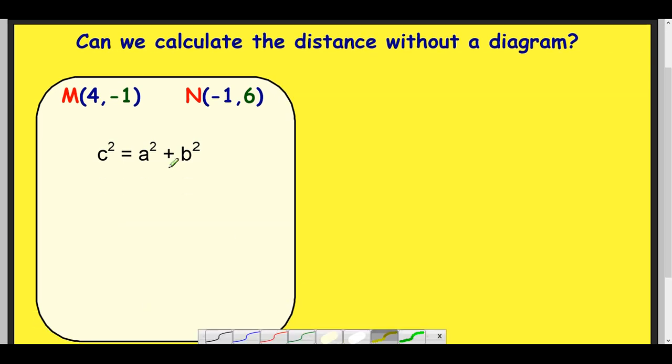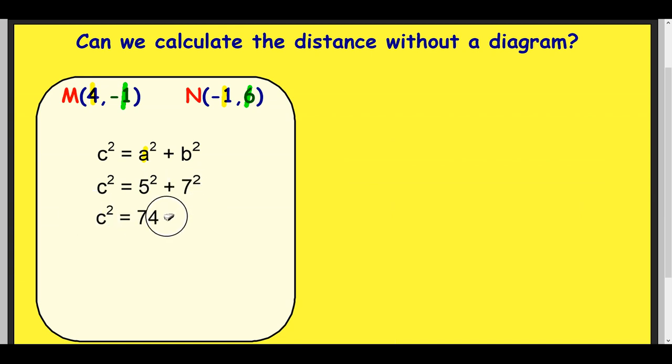So firstly, you look at your x coordinates to try and work out what a is. Now 4 and -1 on a coordinate diagram are 5 apart. So that first number is going to be 5. And then if you look at the 6 and the -1, they are 7 apart on the coordinate diagram. So that would be 7 squared, that's 49 plus 25, which is 74, and then square root it to get your answer.